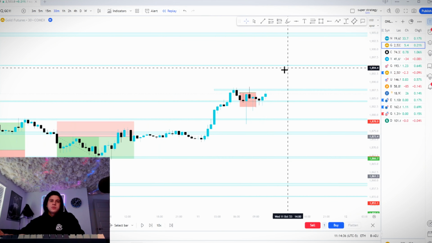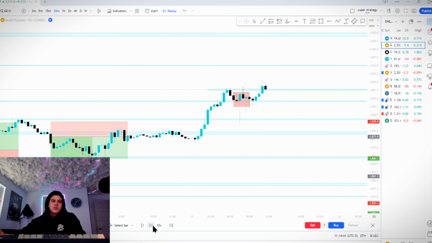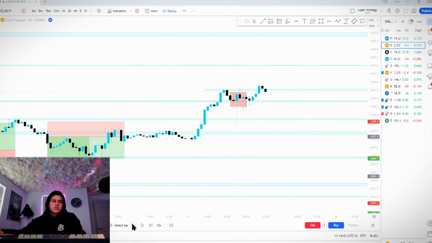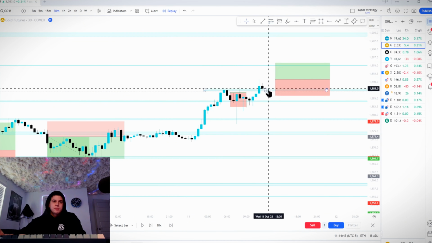Once we break this zone that we just created, I'll be looking to take a buy position. Okay, we got that confirmation candle. We need the highs to break here now. So I'll be looking to buy above those highs. So I'll be setting a buy stop above these highs.